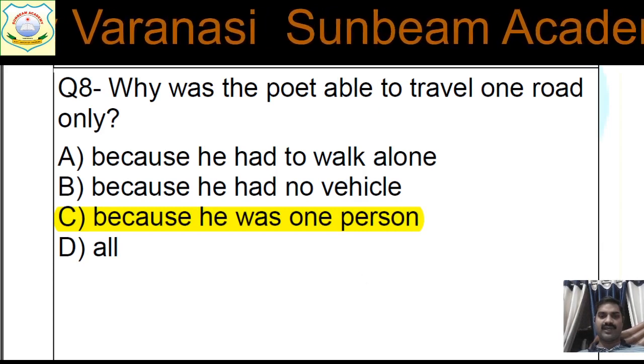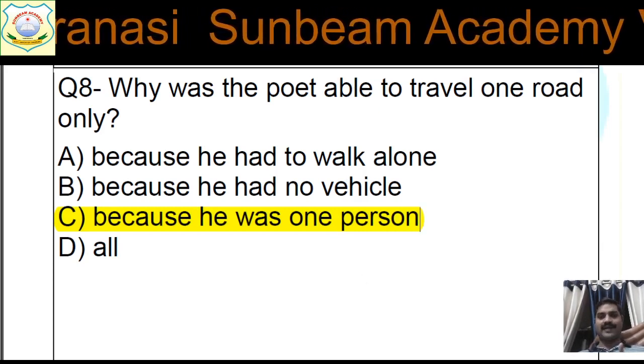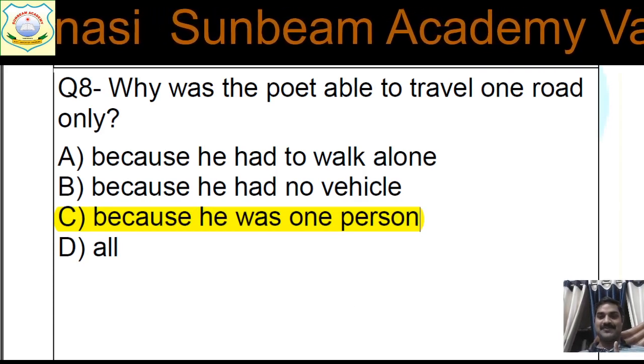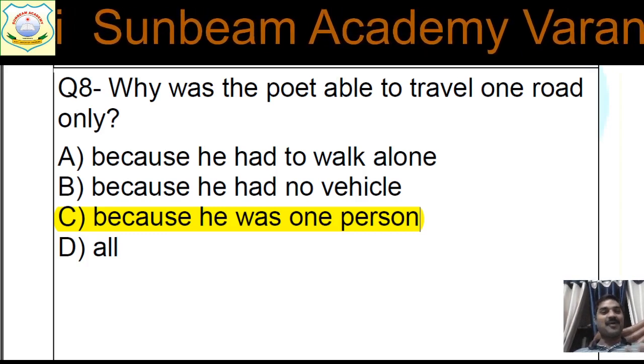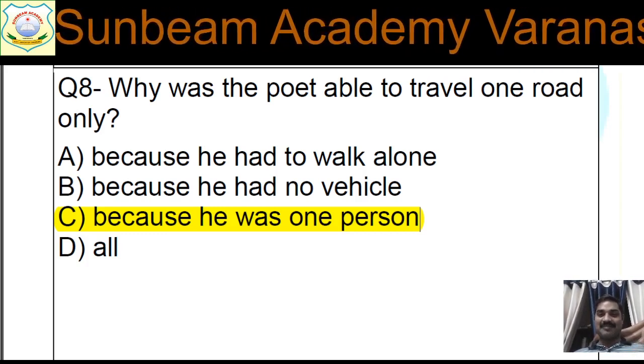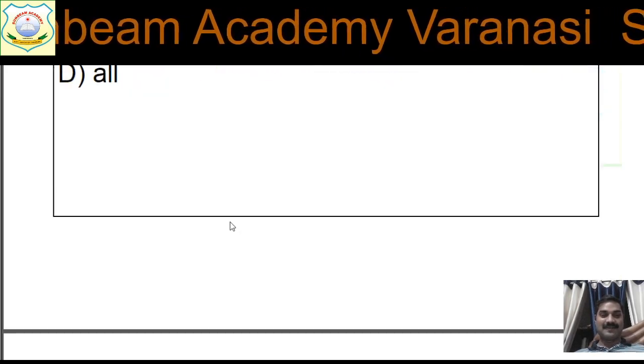So one person can walk on one road at a time. Okay. If you are not any ghost. If you are a ghost, you can walk many roads at a time, but a person can walk one road at a time. So this C option is appealing.